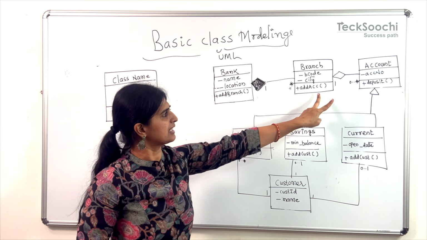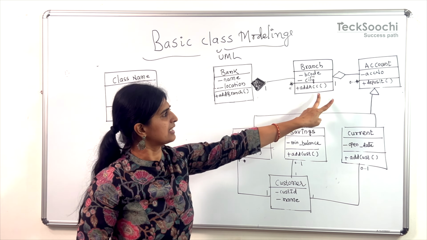Similarly, let us move on to the next class, that is account. A branch can have multiple accounts or it can also have 0 accounts. Okay, so here one branch can have 0 or multiple accounts. How do I denote it? 0 followed by 2 dots, then a star.